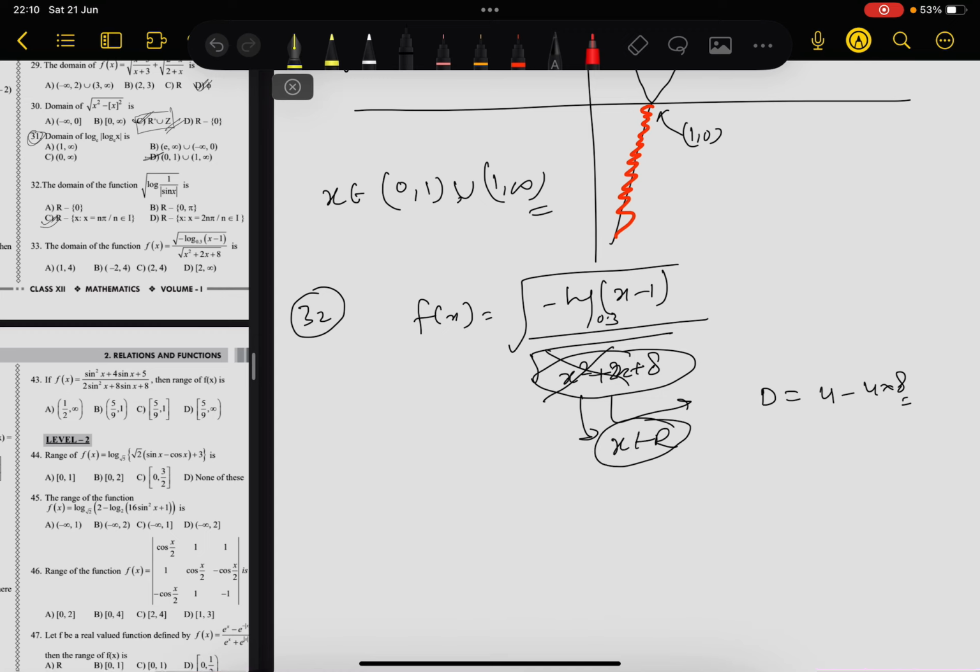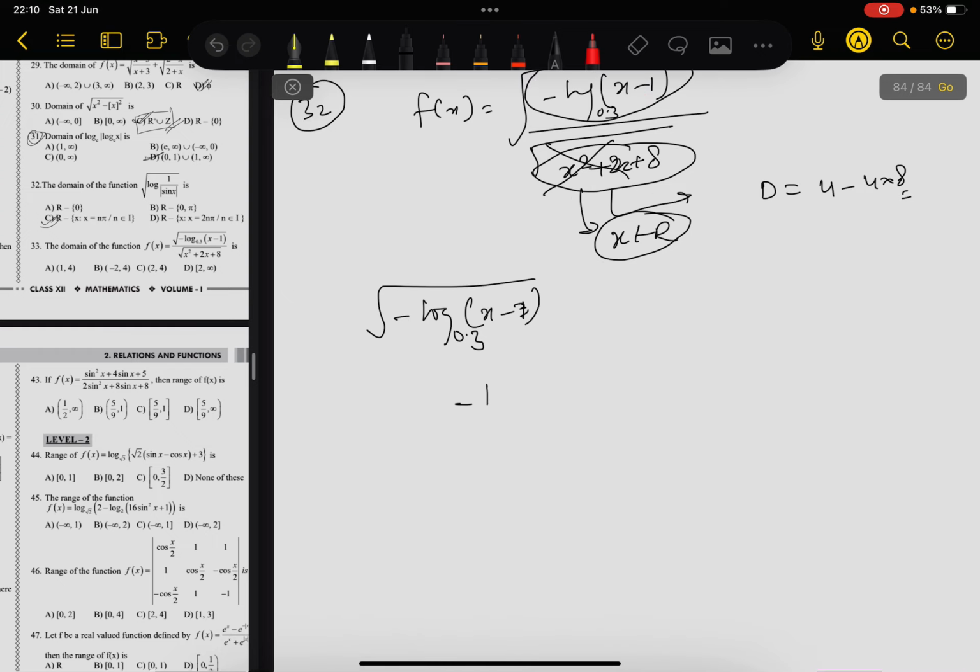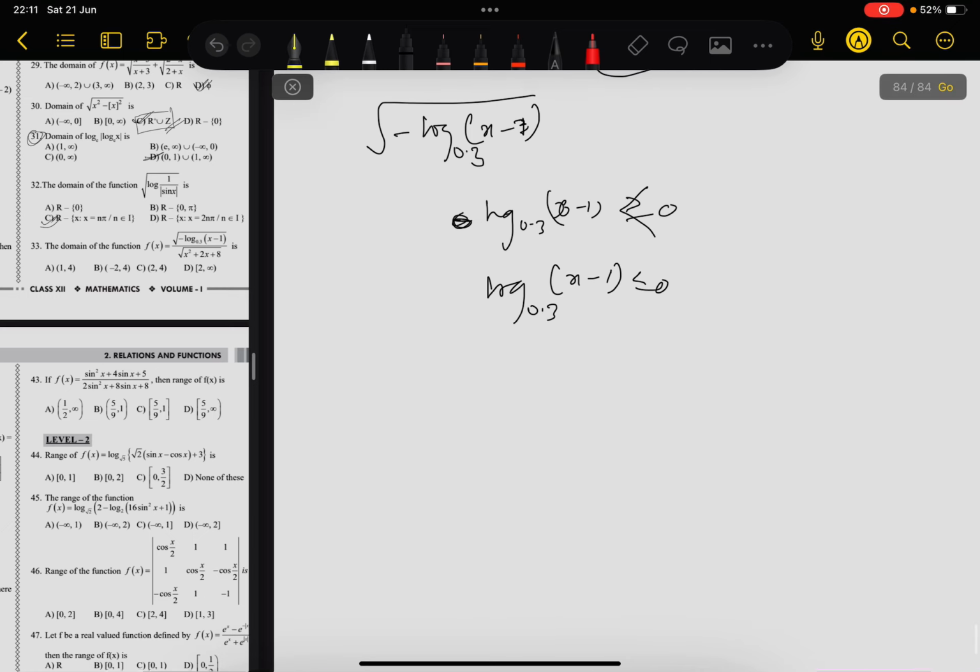So this is always defined, so only this root should be defined, this numerator should be defined. So we are finding the values of x for which this root is defined. This is base 0.3, so minus of log base 0.3 of (x minus 1) should be greater than or equal to 0, right? So removing the negative sign, this will become less than 0. So log of (x minus 1) with base 0.3 is less than or equal to 0, right?